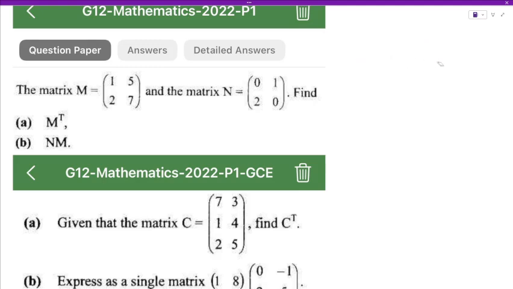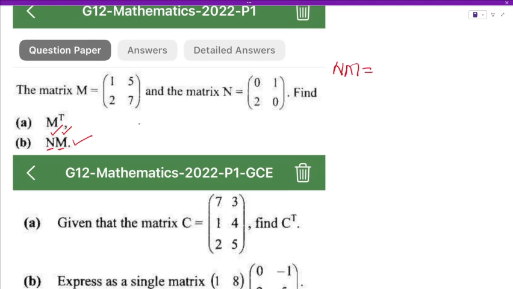Okay, where they're asking us to find NM. Remember, I said when they list the matrices like this, they're simply asking you to multiply the matrices. You're going to multiply matrix N with matrix M, meaning matrix N should be in front of matrix M. So you're going to say NM is equal to, what is N?